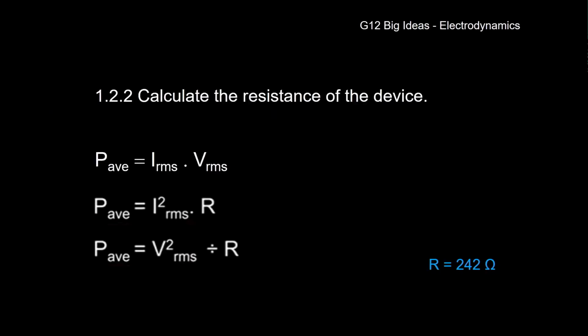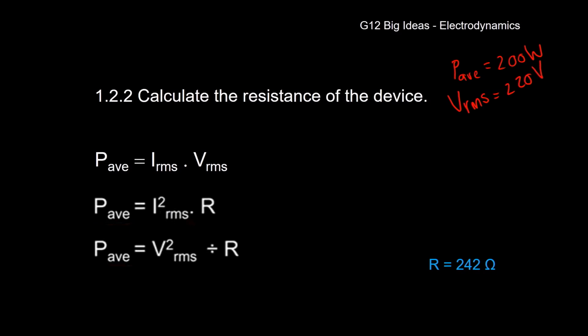Our next question is asking us about calculating. So calculate the resistance of this device. So I'm going to write our values down again. So we've got P average, power average was 200 watt, and the average potential difference is 220 volt.